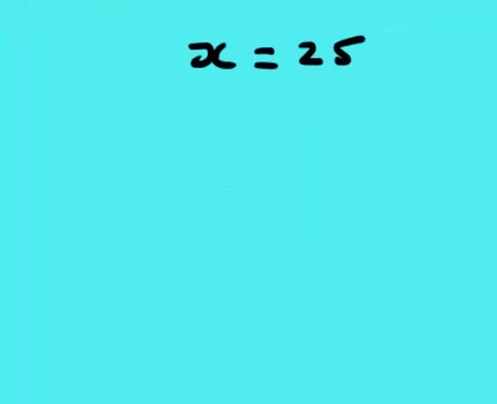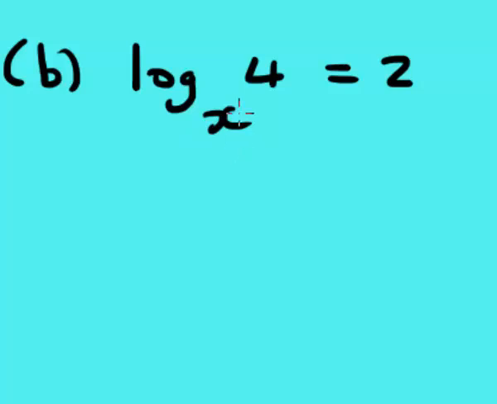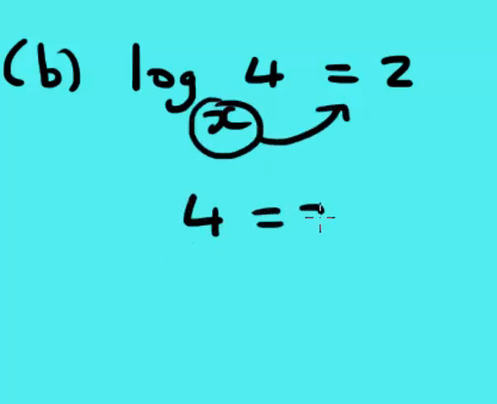Now the next one, let's look at another, number b. What if you had log 4 to base x is equal to 2? Well, now there's your base, and we're going to move it to that side. So 4 equals x squared. This is the exponent here, it's lifted up. Now if you square root, x is plus or minus 2.